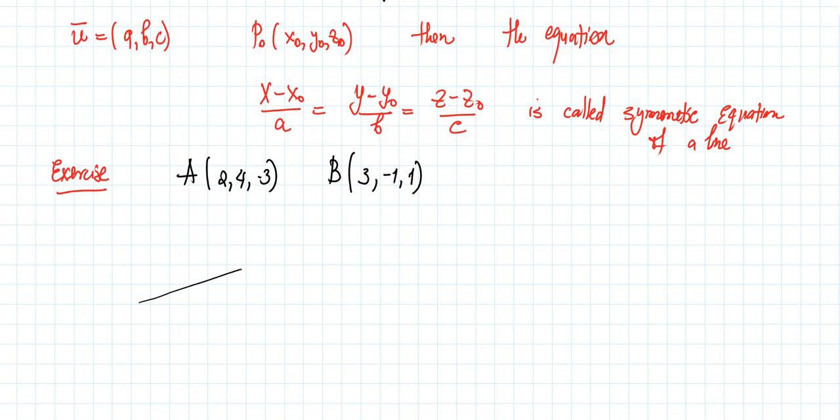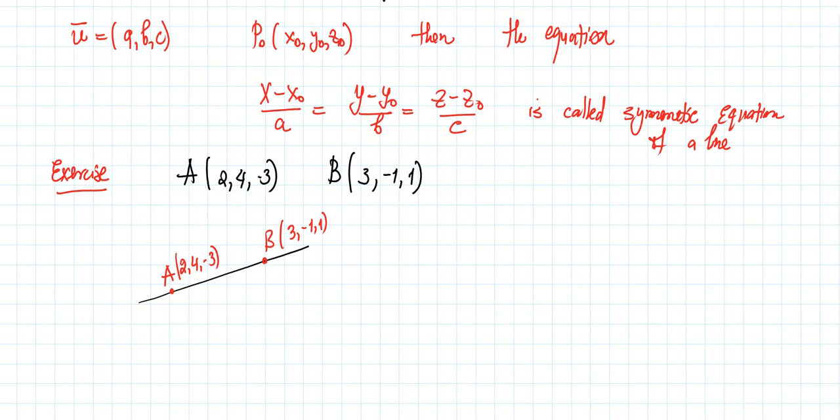Okay, so let's say you're given some line and you're given 2 points on this, A and B. A has the components 2, 4, and minus 3, and B has the components 3, minus 1, and 1. What we want is to build the equation of the line. Previously we said that to build a line, we need 1 point and 1 vector on this line. But now we're given 2 points. How is it possible to find the equation of the line?